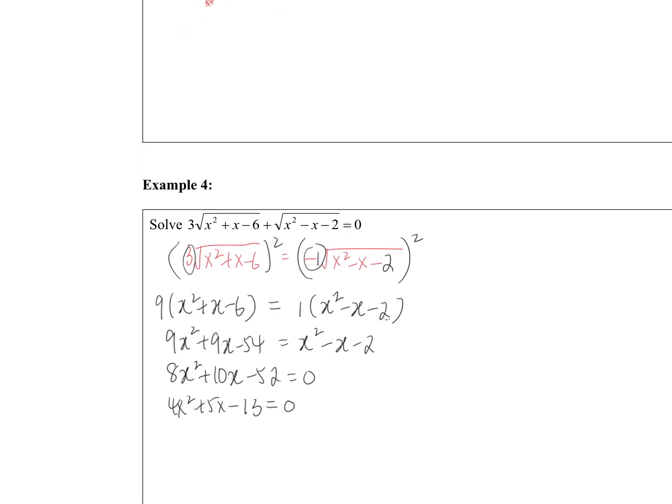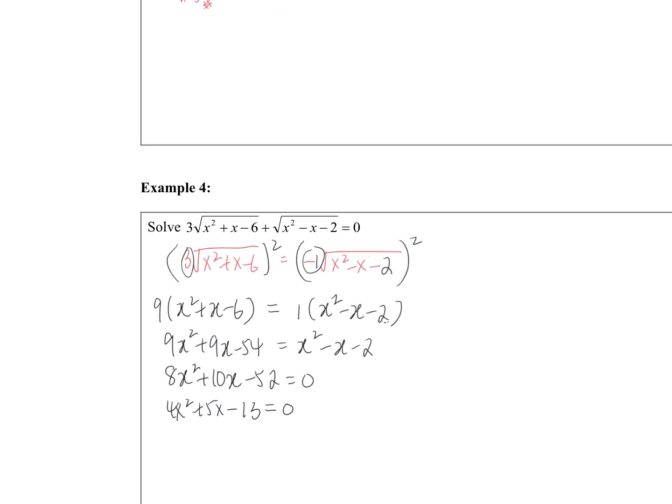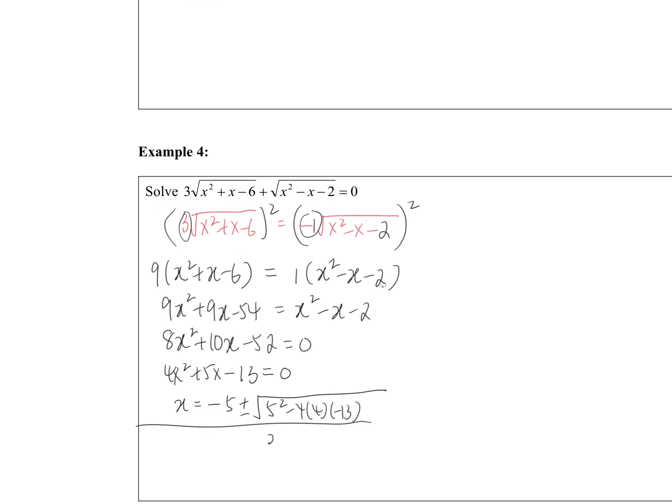Okay, then the rest is just normal solving. You can use the quadratic formula. Oh, I did it wrongly. 25, 26. Okay, so what's the 2 answers?